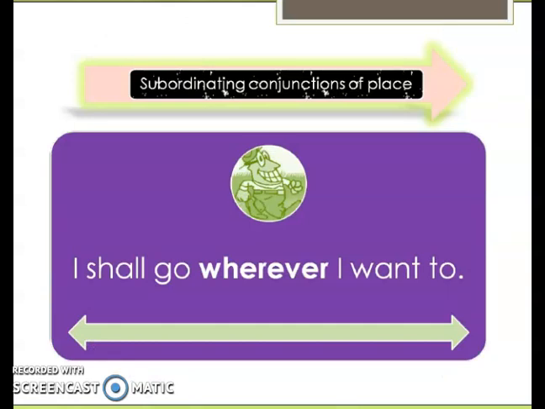Now we have another type of conjunction, subordinating conjunctions of place. These are the conjunctions that tell us about the place. I shall go wherever I want to. Here the word wherever is a subordinating conjunction. It talks about the place.